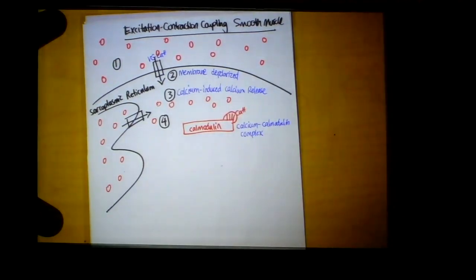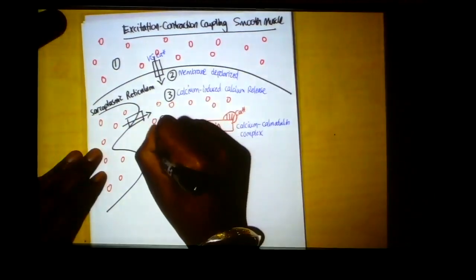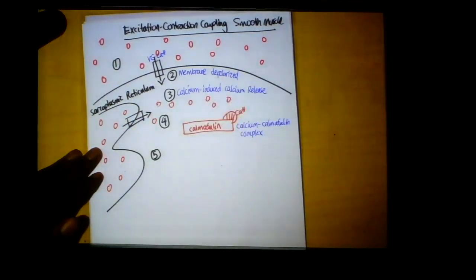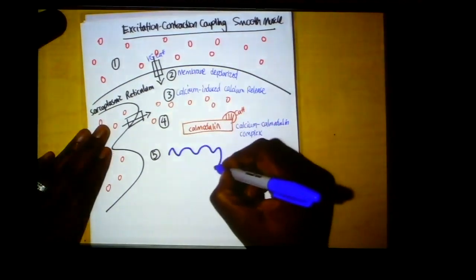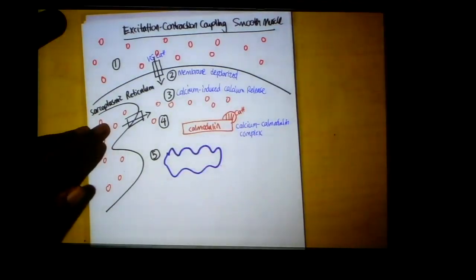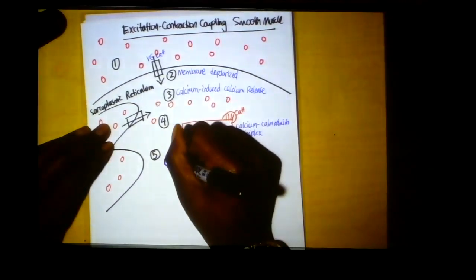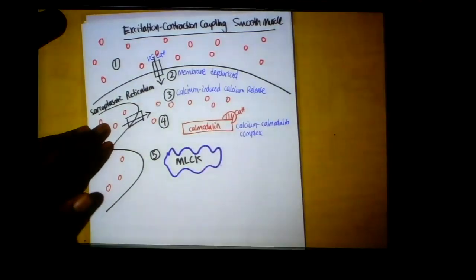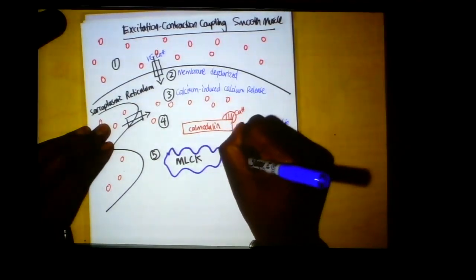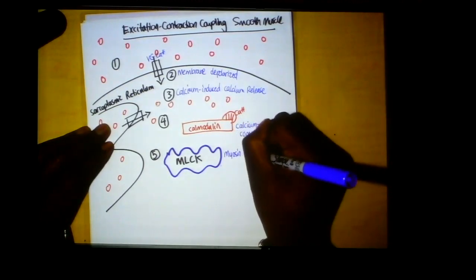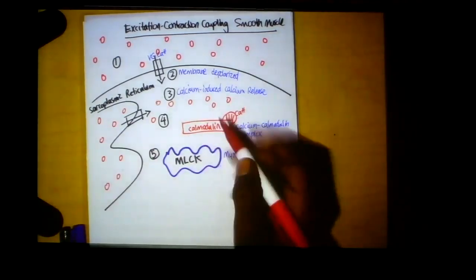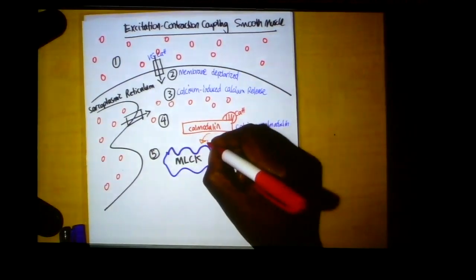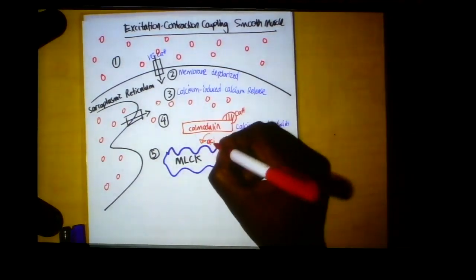The fifth step here is that this calcium-calmodulin complex is going to activate another enzyme in this cell, right? This enzyme is called MLCK. MLCK, and that stands for myosin light chain kinase. Okay, and so this complex is what activates this myosin light chain kinase, right?